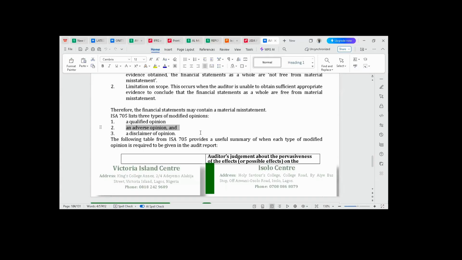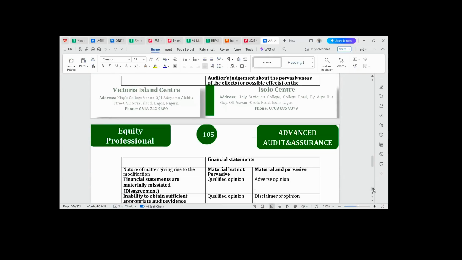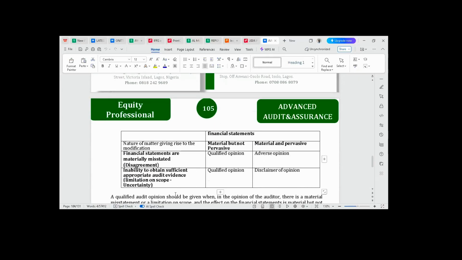Let's look at them. Number one, there are two main reasons that can make the auditor qualify his audit opinion. Two main reasons. Number one, disagreement or misstatement. Number two, limitation of scope. Then you call it what? Misstatement. And number two, limitation of scope. So what's the difference between the two?